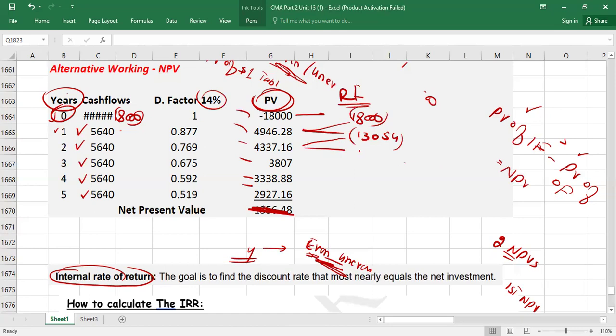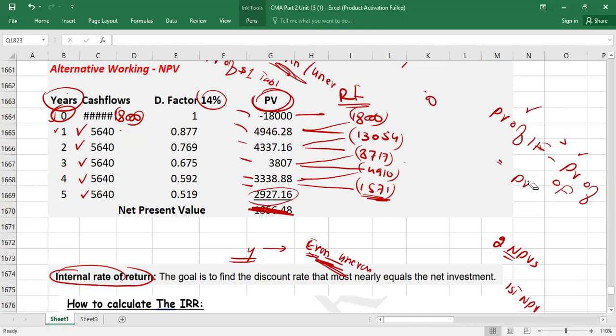How much? 8717. Again, we recover this much value, minus 3807. You got 4910 as remaining investment. Still, you recover this much value in the next year, so minus 3338 or 3339, I'm just using rounded value. So 1571 still remaining. Now we have 1571, and the cash inflow in the next year is more.